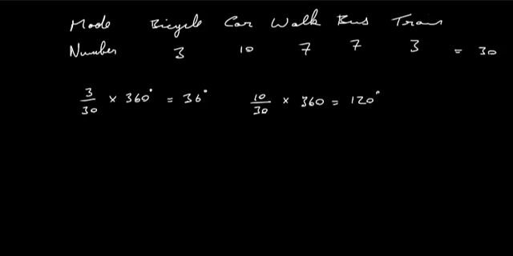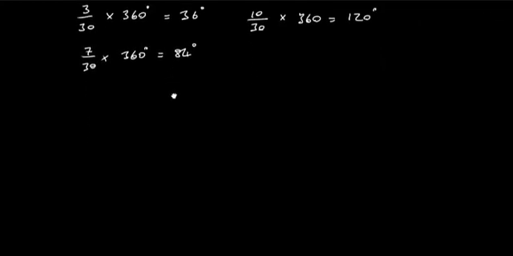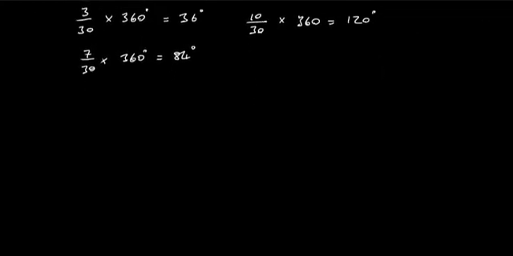We have 7 people who walk, so we're looking at 7 over 30. Multiply that by 360 degrees. That will give us 84 degrees. And that's also the same for bus. And finally we have 3 here again. We know that's 36 degrees. So we need to just represent these angles on our pie chart. You guys need to use a compass, a ruler, and a protractor to draw your pie chart. I'm going to do it freehand here.